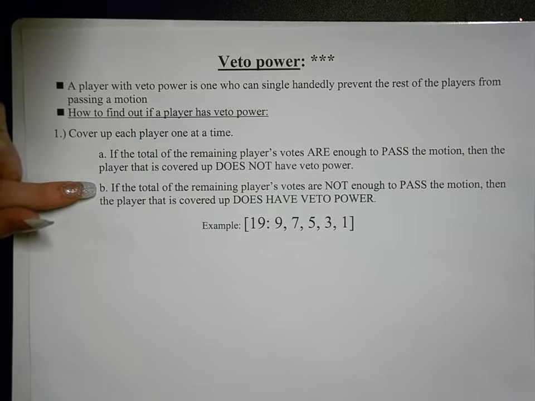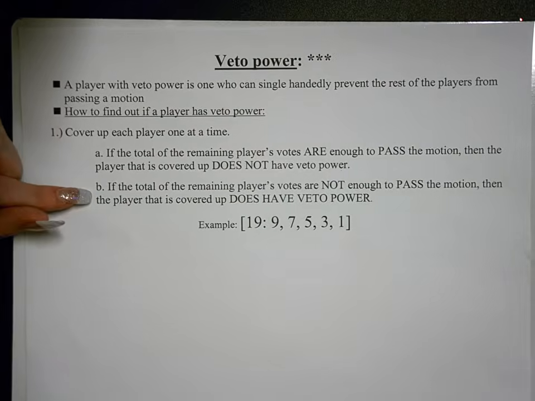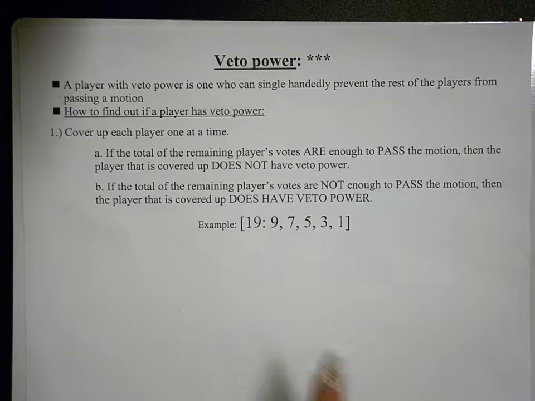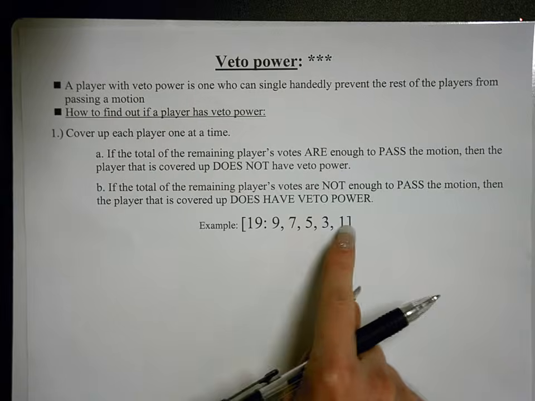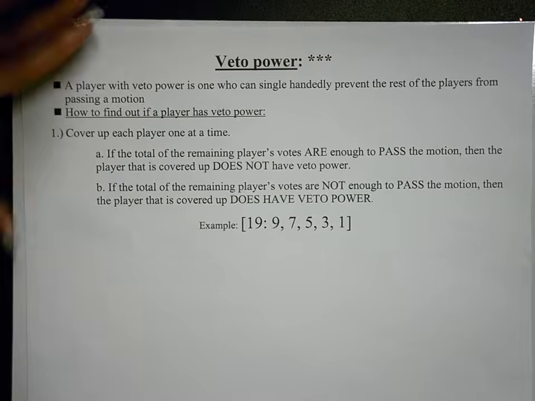However, if the total of the remaining players' votes are not enough to pass the motion, then the player that is covered up does have veto power. So let's look at this example. This example has a quota that is 19. There are 1, 2, 3, 4, 5 players. So let's check and see if any of these players have veto power.